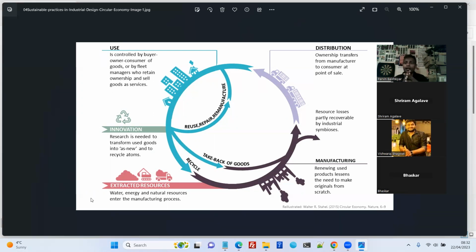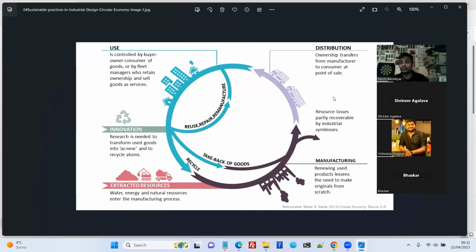So say we need iron, like of course we need to make a light bulb, right? So we extract resources like water, energy, natural resources. So we have to think, hey, we need these inputs, and then we manufacture them. That again uses electricity and energy. How do we make it shorter? Resource losses partly recovered. So when we do manufacturing, there will be loss. It's not 100% of the input iron sheets that is converted to a fridge or something like that, right?